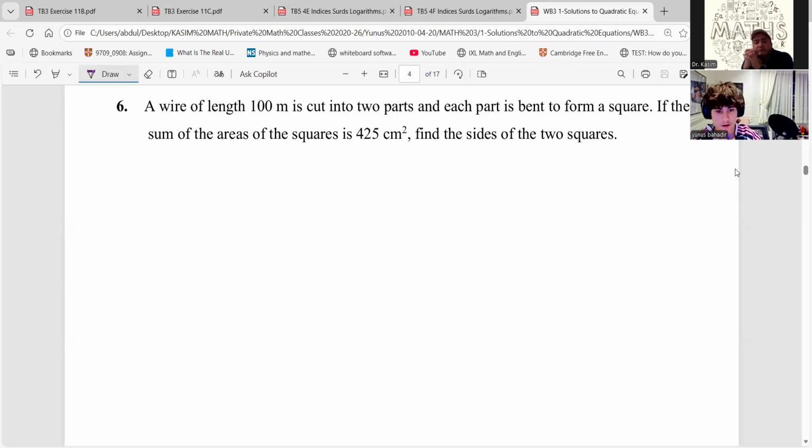A wire of length 100 meters is cut into two parts, and each part is bent to form a square. If the sum of the areas of the squares equals 425 centimeters squared, find the size of the two squares. Now you have some idea. Draw, label, set up your equation, and solve. Yunus, if you're ready, I'm going to set the timer for 4 minutes.